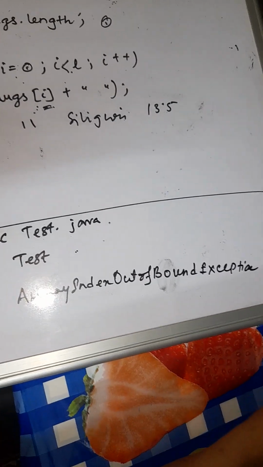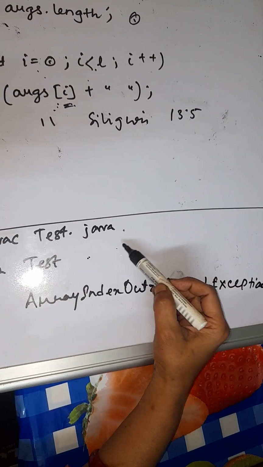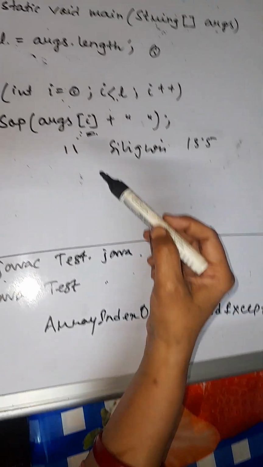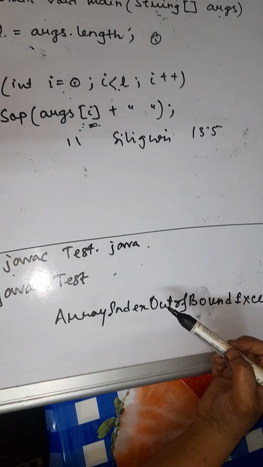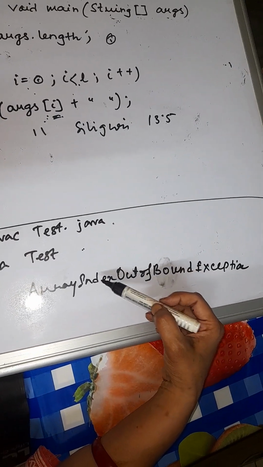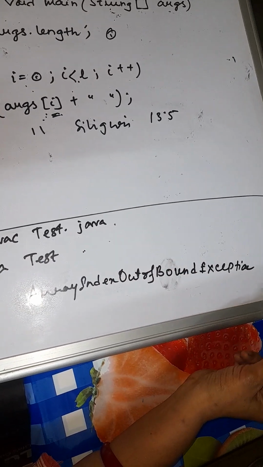Clear? So if you didn't pass any values to the command line argument, and if you don't have any type of checking also, then that time it will throw one error. That one is the array index out of bound exception.